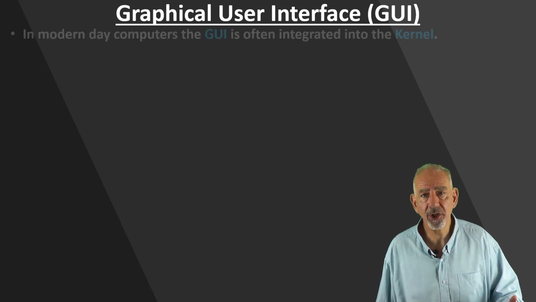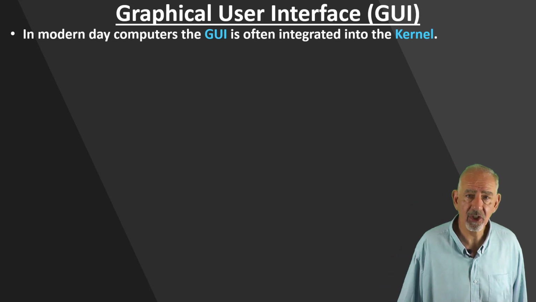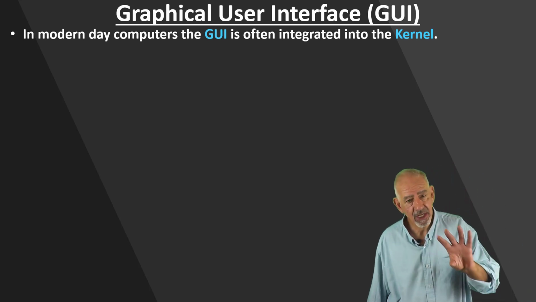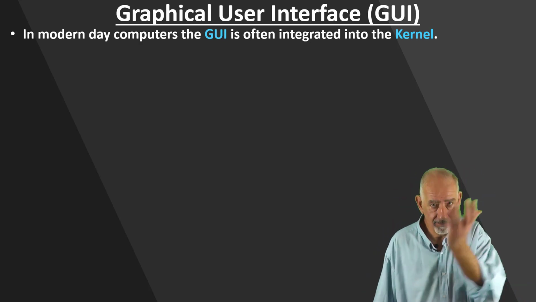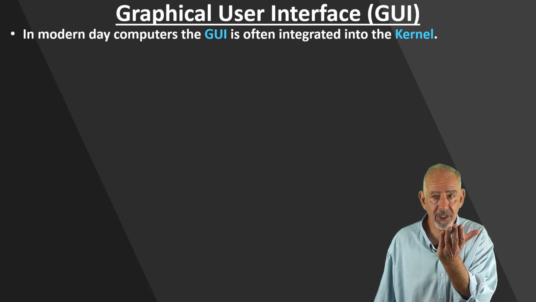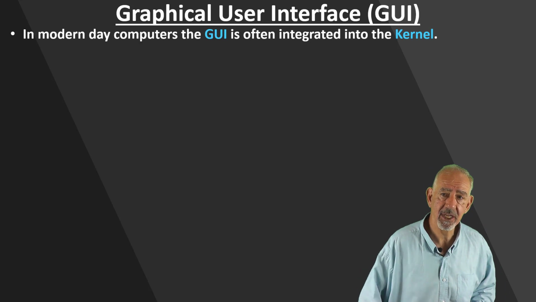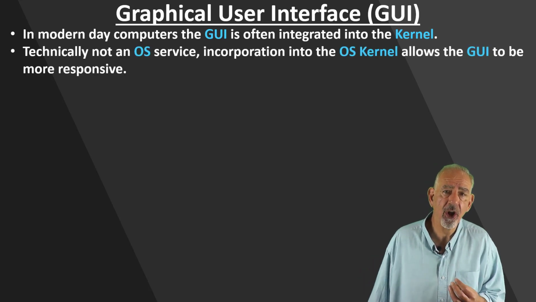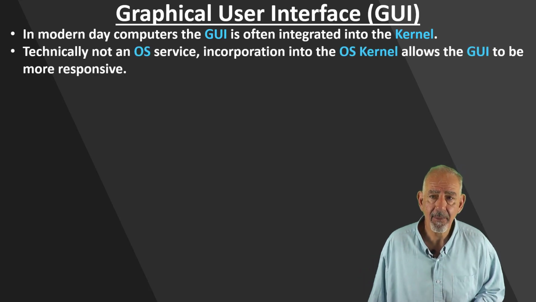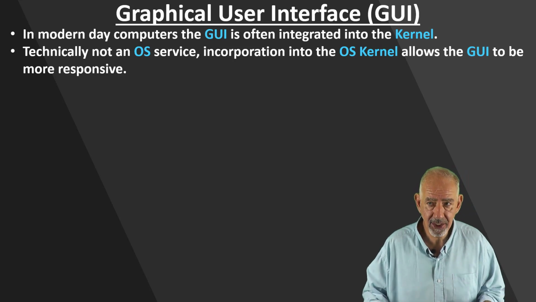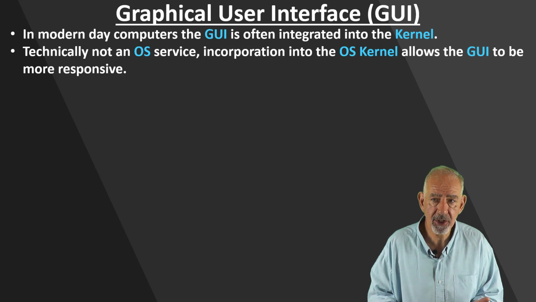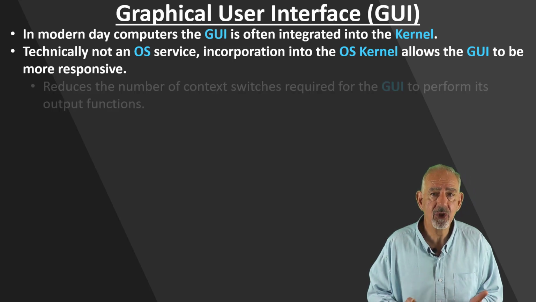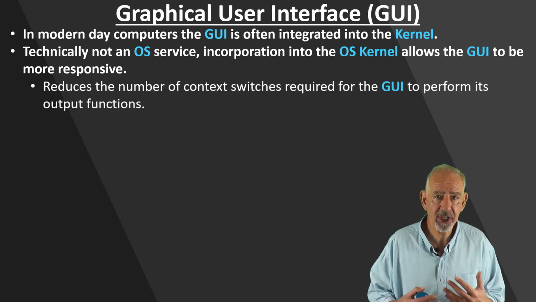And in modern day computing, graphical user interfaces are actually integrated into the kernel. In the early days, it was an add-on. It wasn't the actual operating system itself, but these days it's put in there. So it's technically not an operating system service, but it's just incorporated into the operating system, so it allows the user interface to be more responsive. So basically what it does is reduce the number of what we call context switches.